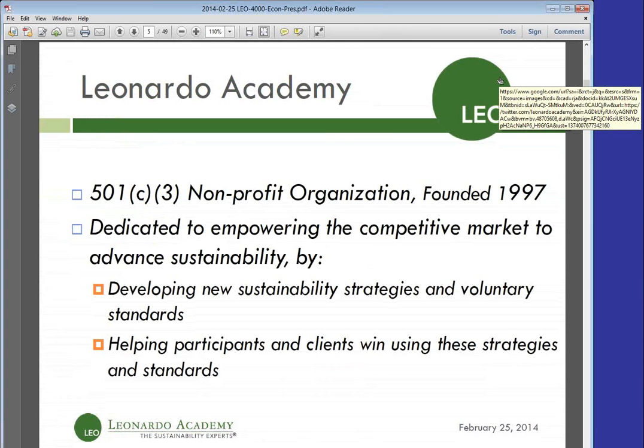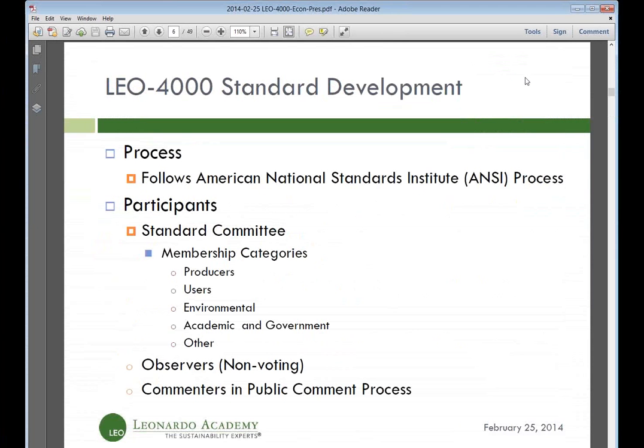So Leonardo Academy is a nonprofit organization. We are dedicated to empowering the competitive market to advance sustainability by developing strategies and voluntary standards and helping participants and clients use these strategies and standards to succeed. We're using the American National Standards Institute, or ANSI, process for standard development. We're an ANSI accredited standard developer, and the standard committee has several categories of participants: producers, users, environmental, academic and government, and others. There are also observers who are not voting members of the process. Also commenters in the public comment process are participants in the overall process for the development of standards under the ANSI process.